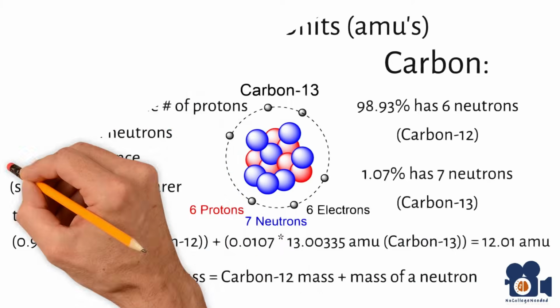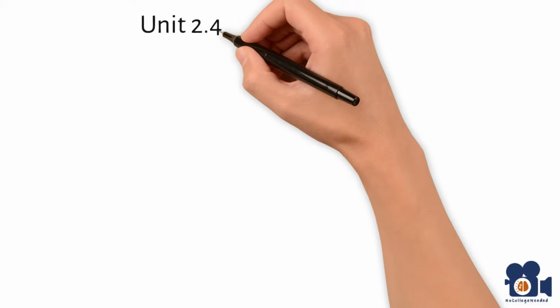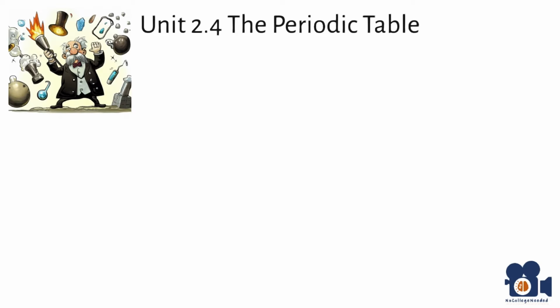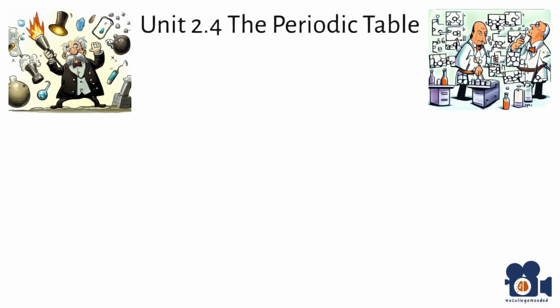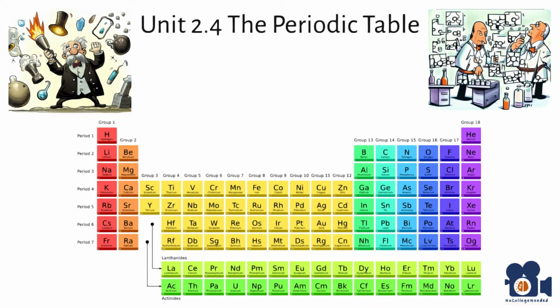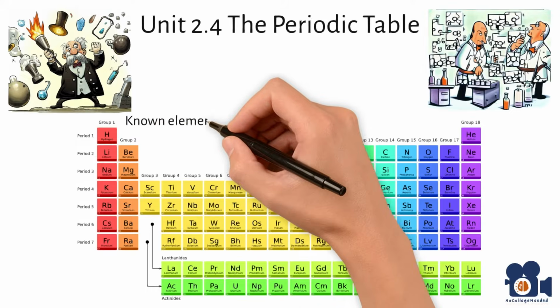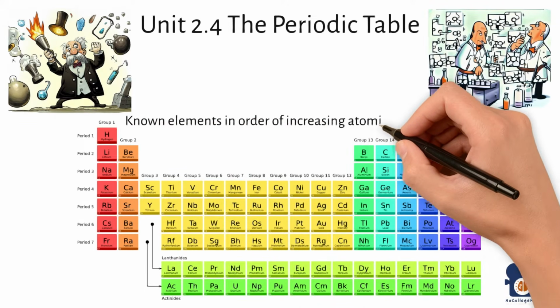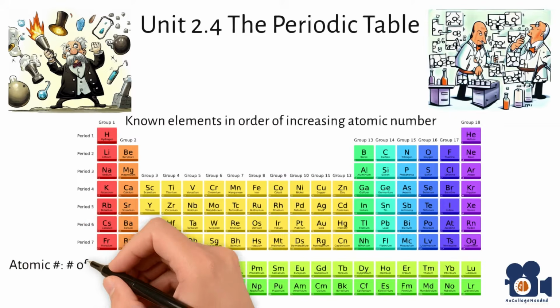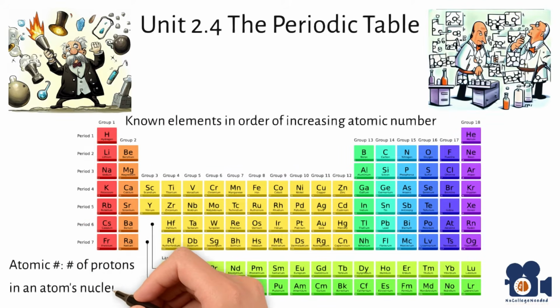This leads us into Unit 2.4, which gives a short introduction to the periodic table. As more and more elements were discovered by scientists in the 19th century, efforts were made to find patterns in order to classify the known elements in a systematic and predictable manner. These efforts resulted in the periodic table. The periodic table was developed by arranging all known elements in order of increasing atomic number. Remember from previous units, the atomic number is the number of protons in an atom's nucleus, and this is what determines an element's chemical property.